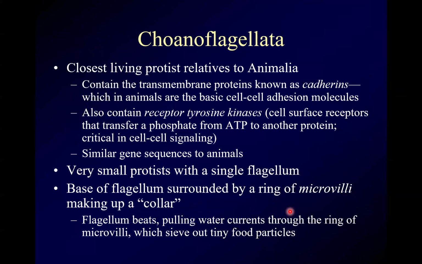Okay, we're not quite with the animals yet. The closest living protists to Animalia are a group called the choanoflagellates. And like some of those other weird protists that we've seen, they actually do contain cadherins. Sorry, I think they contain integrins, but they also contain cadherins, which are cell-to-cell adhesion molecules. They also have these surface receptors that are critical for cell-to-cell signaling, called receptor tyrosine kinases.